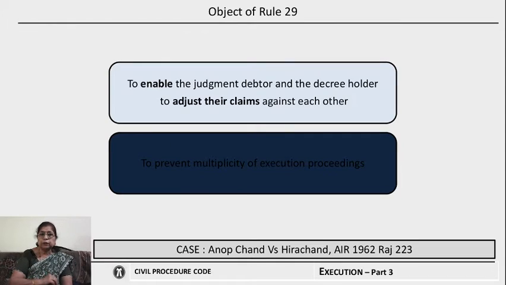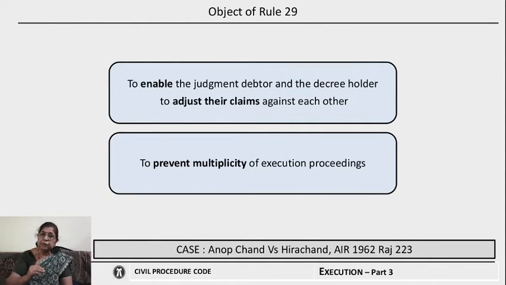The object of this rule is to enable the judgment debtor and the decree holder to adjust their claims against each other and to prevent multiplicity of execution proceedings. This was stated in Anup Chand versus Hirachand. In this case, there was a decree for sale of mortgage property, and this decree was assigned to another person, that is Anup Chand. Now, when it came for execution, the assignee filed an application for stay of the execution on the ground that the decree was fraudulent.